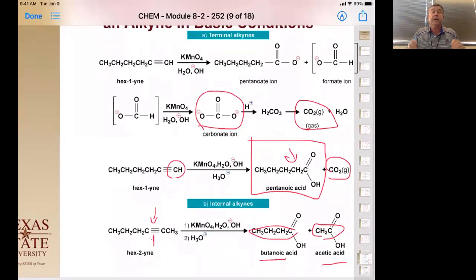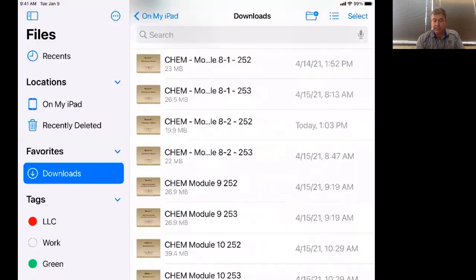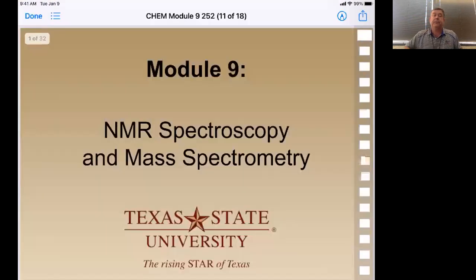Is there any questions about any of the alkene mechanisms or any of the alkyne mechanisms before we move on to chapter 9, which is NMR spectroscopy and mass spec? All right, let me pull up the chapter 9 NMR.